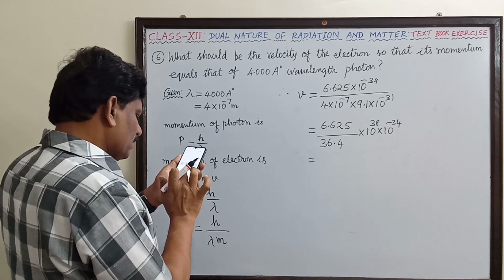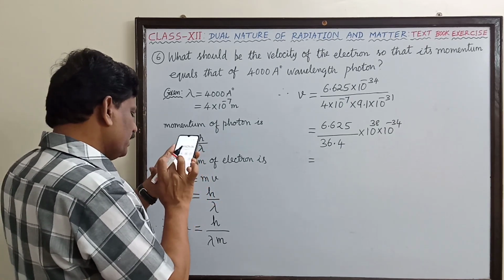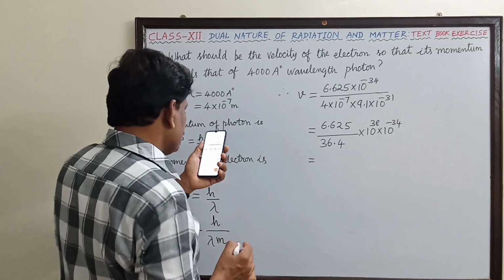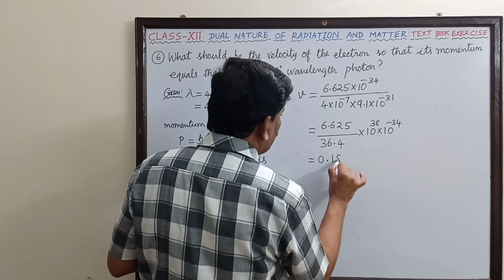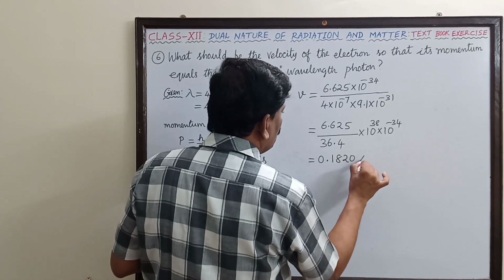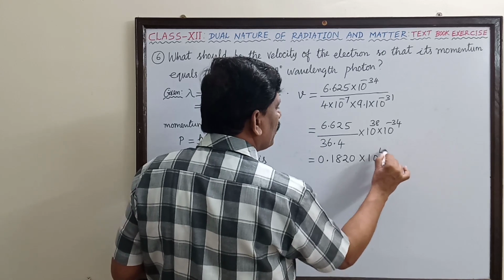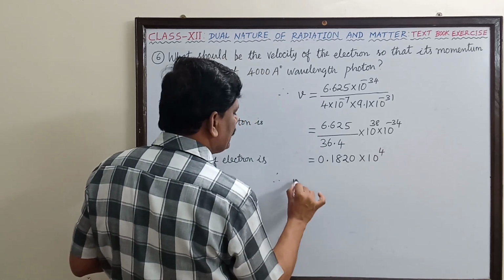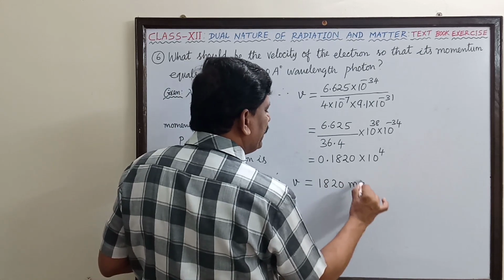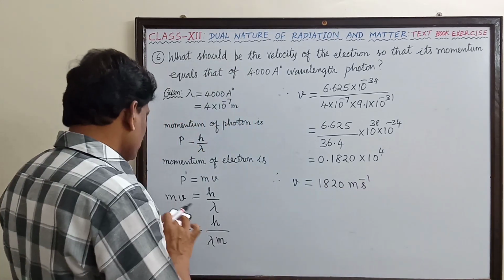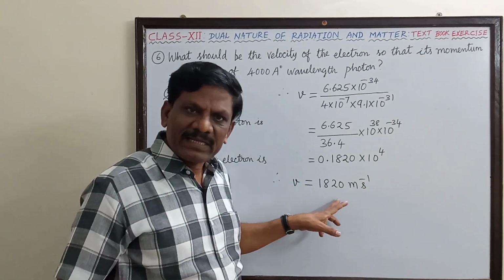6.625 divided by 36.4 is equal to 0.182. So this is 0.1820 into 10 power 38 minus 34, which is 10 power 4. Therefore, the velocity is equal to 1820 meters per second. So this must be the velocity of the emitted photoelectron.